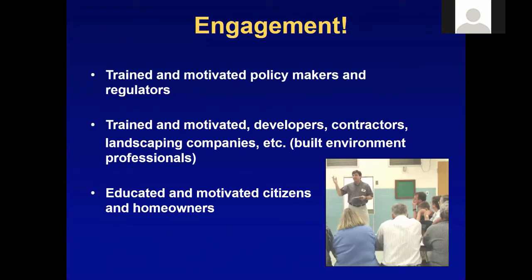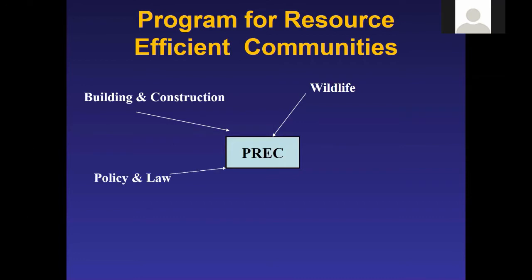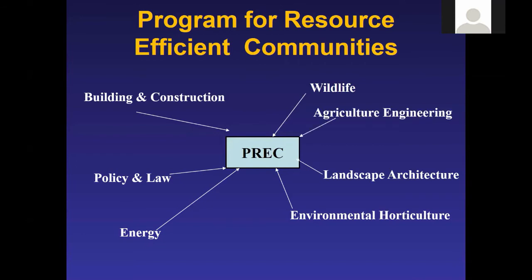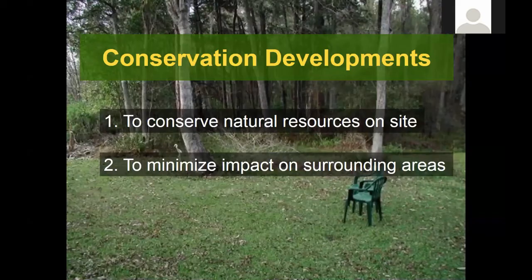At the University of Florida, we formed a group, kind of like an extension consulting team. It's called the Program for Resource Efficient Communities. The whole idea behind that is, when a city or a developer wants to do something a little bit different or has an issue, how can we come in and advise and make recommendations? Much of what we've been concentrating on for the past 17 years now is what we call conservation developments. The way I define conservation developments is when you subdivide the land, it's a way to conserve natural resources on the site and also to minimize impact on surrounding areas.